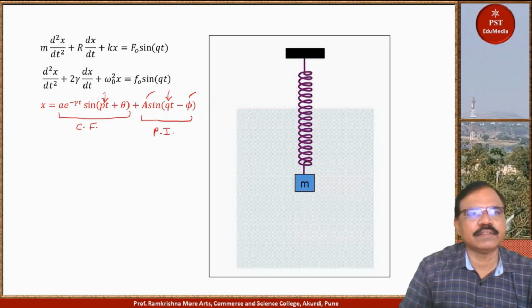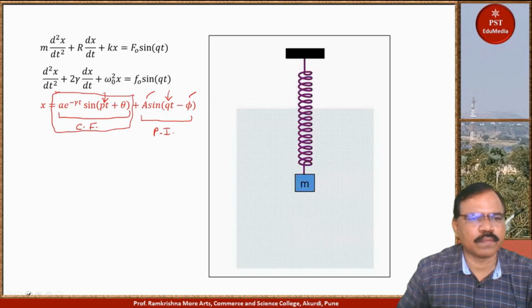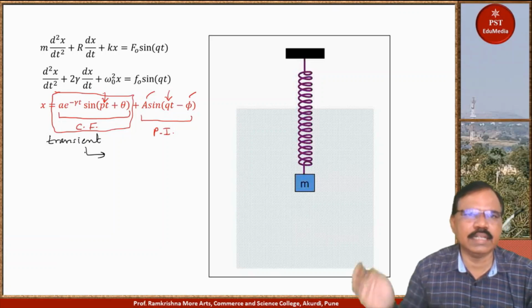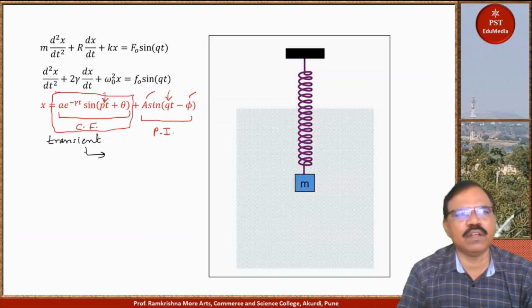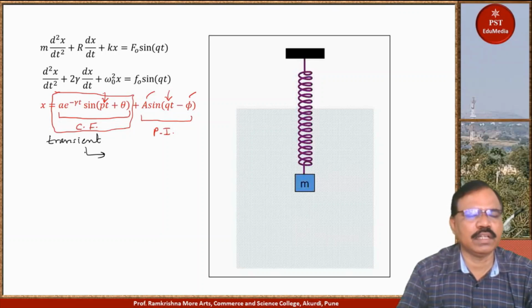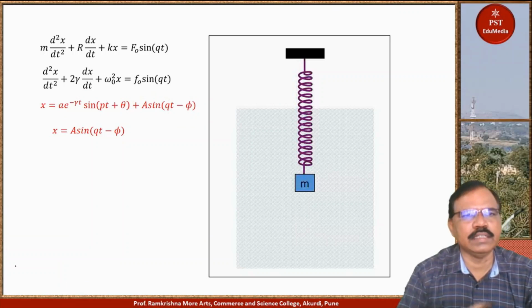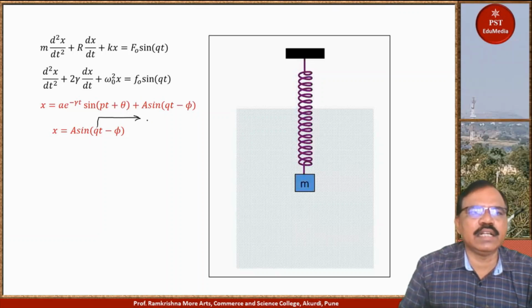But as time passes, if we see this solution, this first part is the transient solution. Transient means it decreases with time. And after a sufficiently long time, this first part will become zero. And the remaining solution will be what? The remaining solution will be the second part only. So we'll get this one: x is equal to a sine (qt minus phi). And the body will oscillate with frequency equal to the frequency of the applied force.